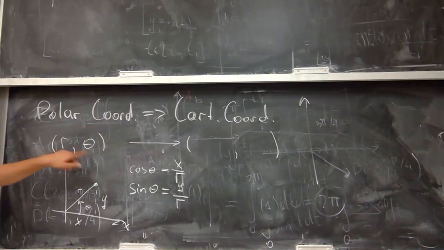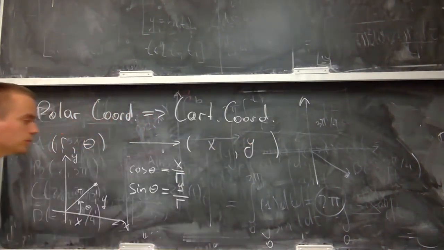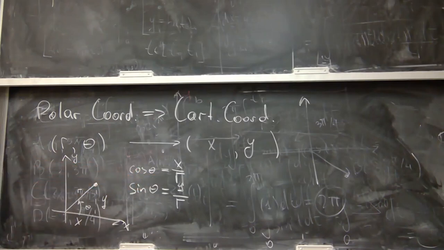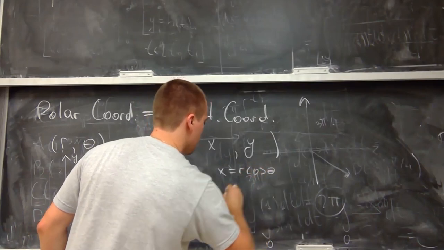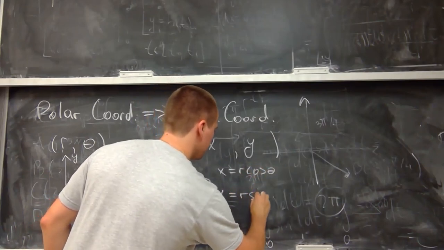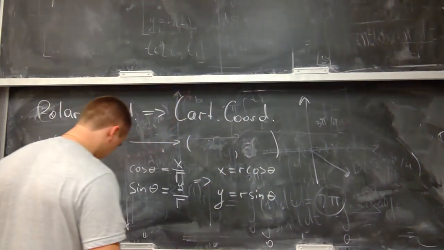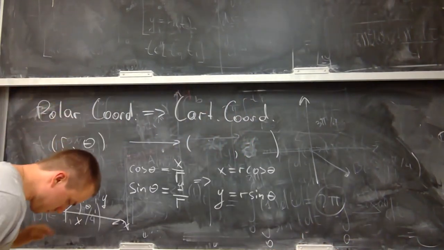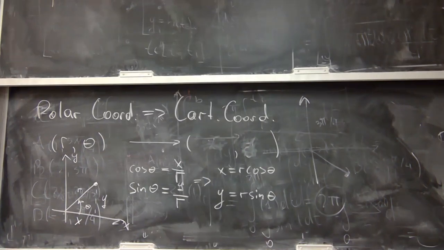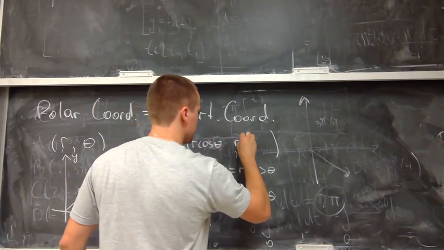If you're given r and theta, and you want to find x and y, so x and y are going to be the output, then we can see that x equals r cosine theta and y equals r sine theta. And this is exactly the formula for translating polar coordinates into Cartesian ones. So I will get x equals r cosine theta and y equals r sine theta.